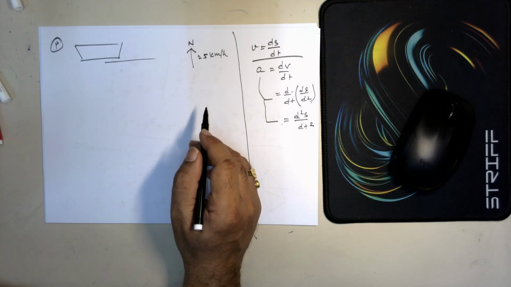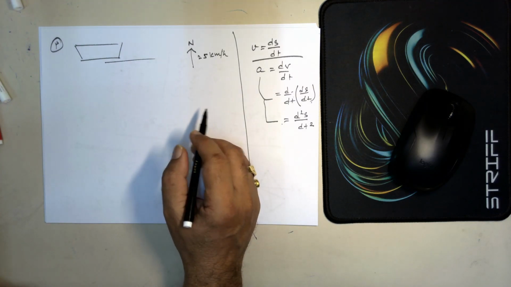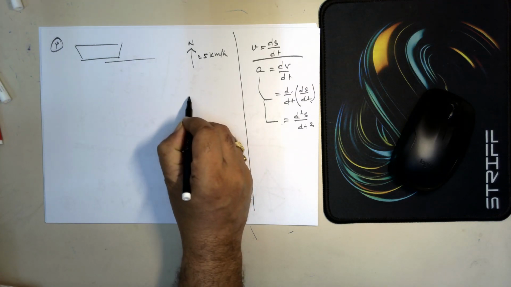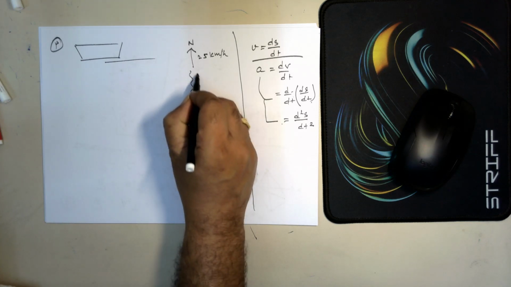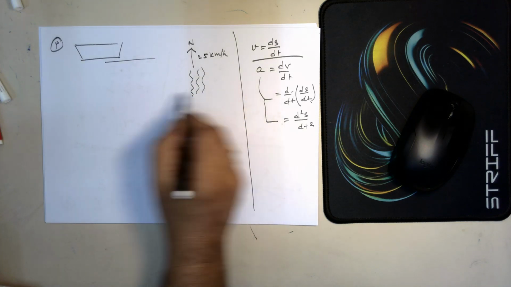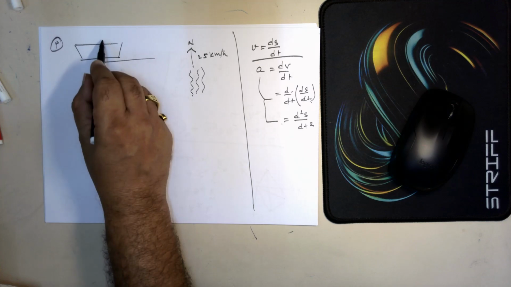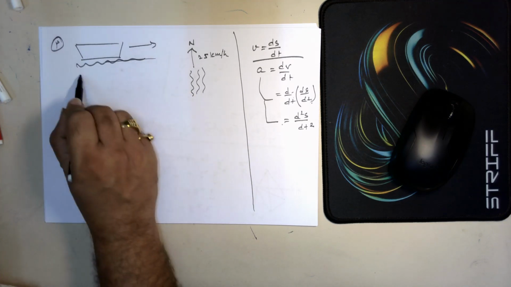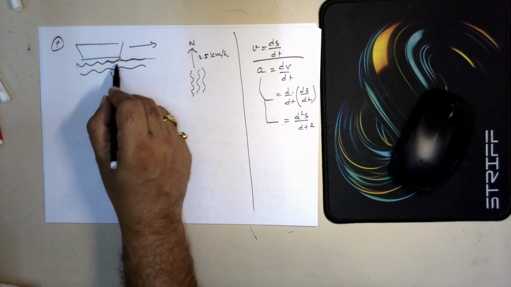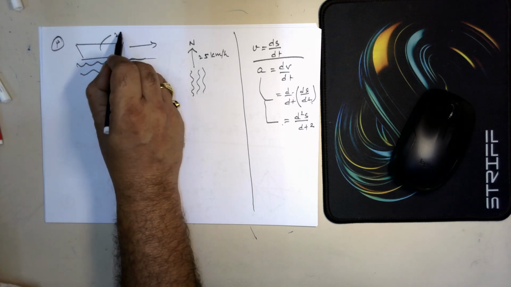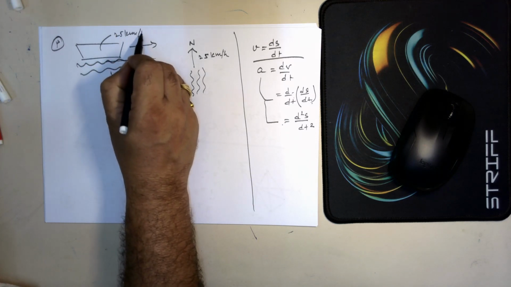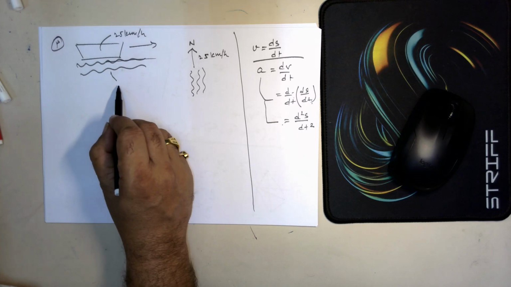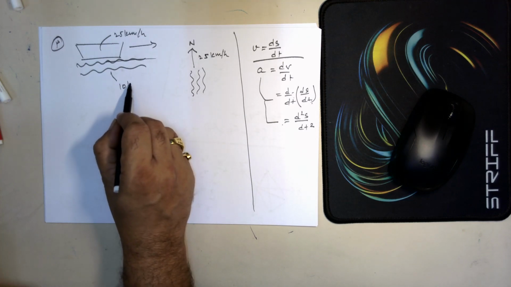And the water current in that region is 10 kilometers. So water current is there. It is also going like this, which is the water current. For example, let me consider this as a boat. It is going in this direction, and this is the water current. So the boat speed is 25 kilometer per hour. The water current speed is 10 kilometer per hour.